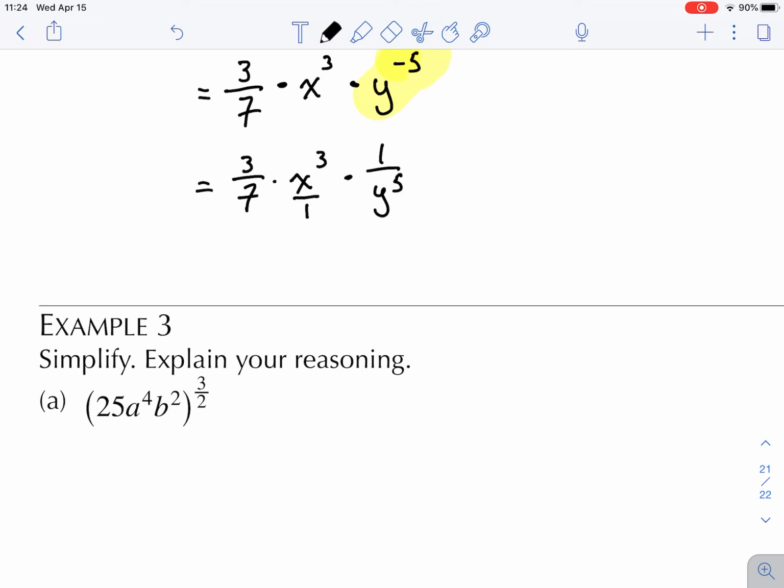Now, I'm going to combine all this together into one fraction again. X to the power of 3 is the same thing as x to the power of 3 over 1. So I multiply my top out, and I get 3x to the power of 3 over 7y to the power of 5.